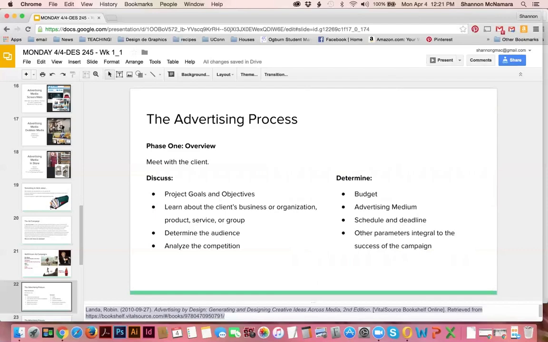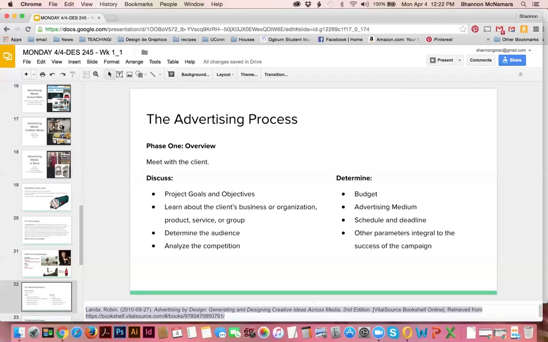In phase 1, you are meeting with your client to discuss your projected goals and objectives. You want to learn about the client's business or organization, products, services, their group. You also want to determine your audience and analyze the competition. During the overview phase, you want to figure out what that demographic is, going back to some of our key terms. Who is the competition? If I am working with Pepsi, I need to know that obviously their competition is Coke. So I need to know everything that I can about their competition.